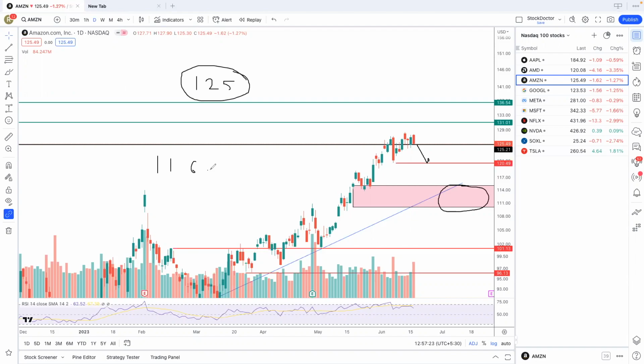116 to 110 is an important support area, and from there there is a high possibility that it can again reverse to the upside. If it doesn't sustain above 110, then 101 and 96 are possible.